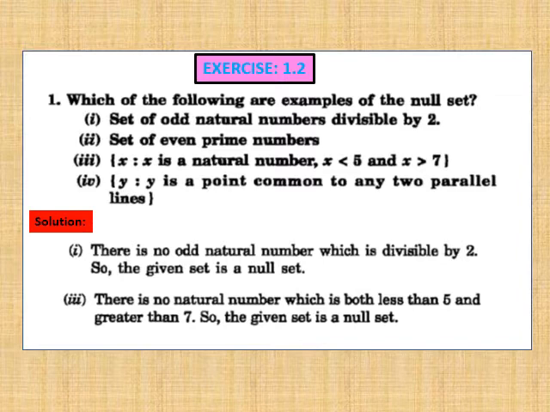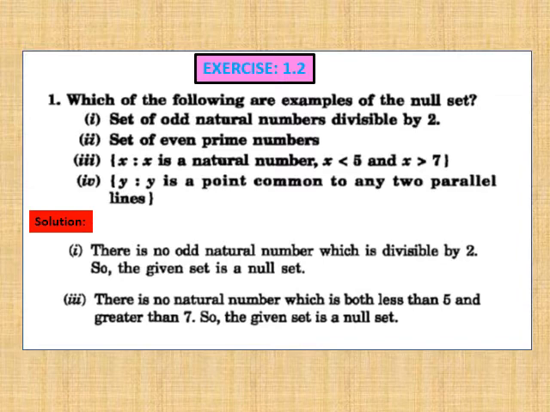First is set of odd natural numbers divisible by 2. Now is there any odd number which will be divisible by 2? No. There is no odd natural number which is divisible by 2. So the given set will be null set because no element is there.